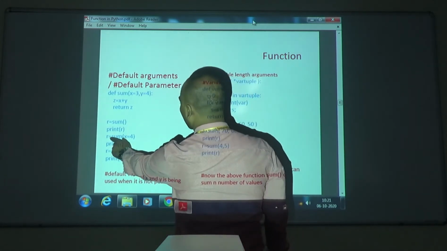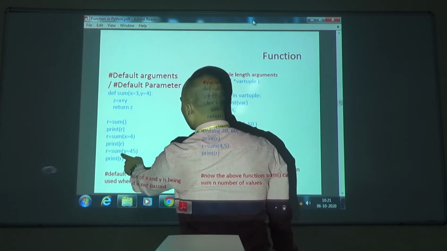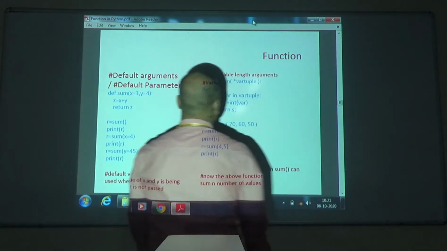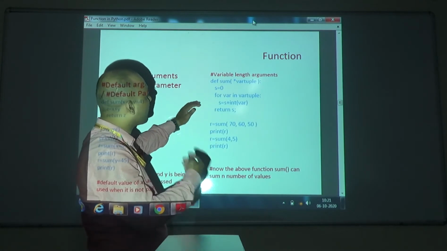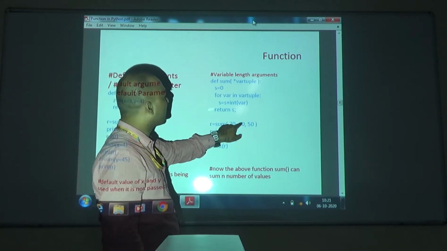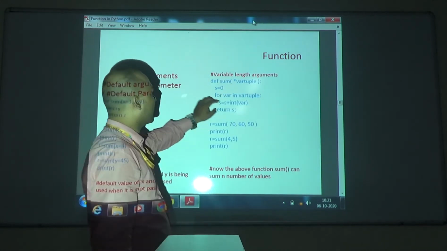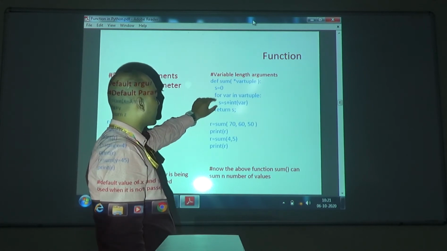Now here see some overlapping. Sum x equals 4. Okay, now sum y equals 45. So these are the processes of default arguments or parameters. Variable length arguments are called single parameters. Okay, we are given 70, but it has one symbol, the asterisk symbol, before the variable name, and it concludes through the help of the loop inside this function definition.